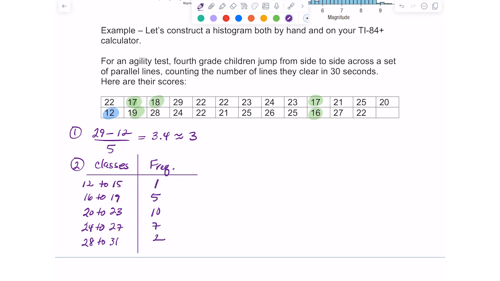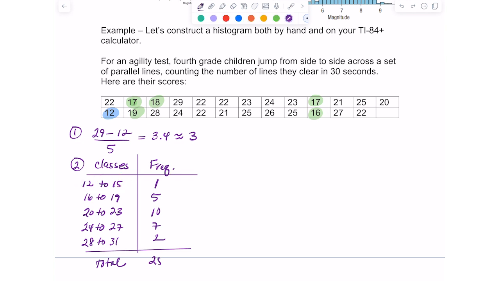And it's always a good idea to check, right? So I can add these up. And when I add those, I get 25, which is how many data points I have. I've got 25 different numbers, okay? So these are my bins. And my bin width is actually considered to be 4, okay?